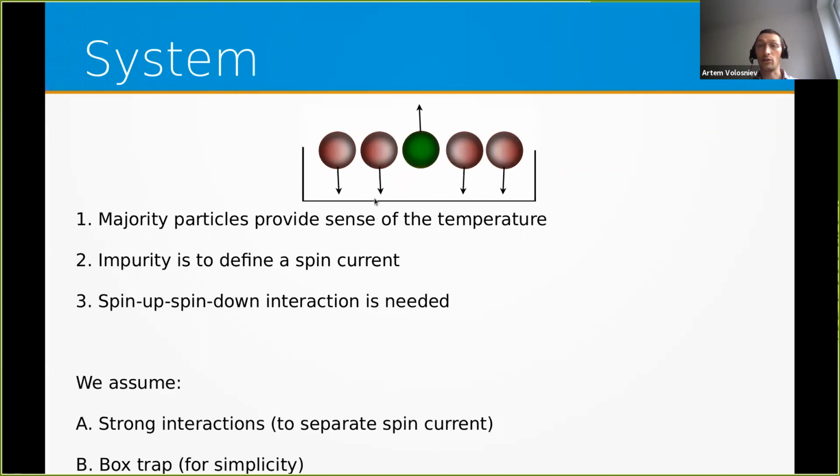And what do we assume? We assume that the interaction is strong, and we do that to separate the spin current from the charge current. I will explain during the talk what that means. And we assume a box trap. It's really just a box trap. I say it for simplicity, but there is also a good reason to do that.